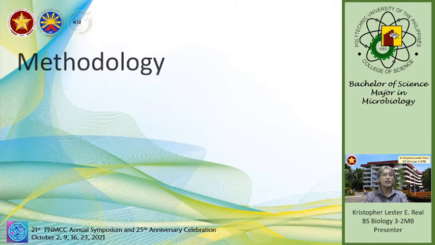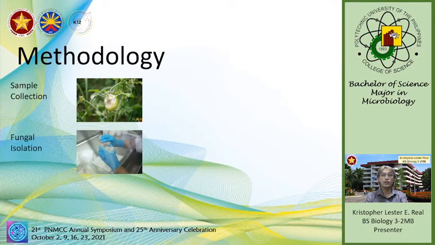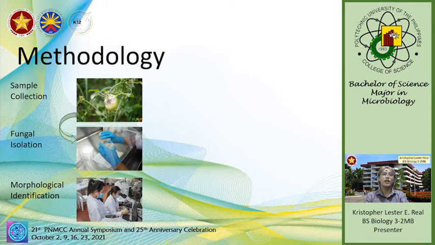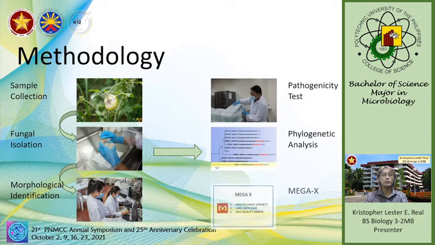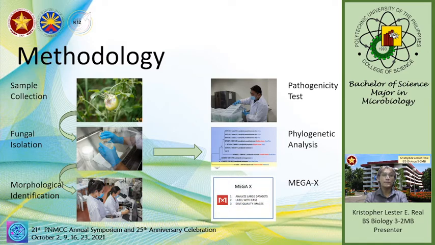For methods, tissue samples were collected at the tomato farm in Alaminos, Pangasinan. The causative fungus was isolated from infected tissues using the single spore method and cultured to PDA for morphology identification. Meanwhile, the microscopic morphology was observed in the 7-day culture of the isolate.